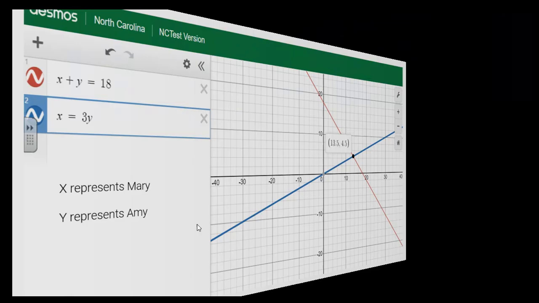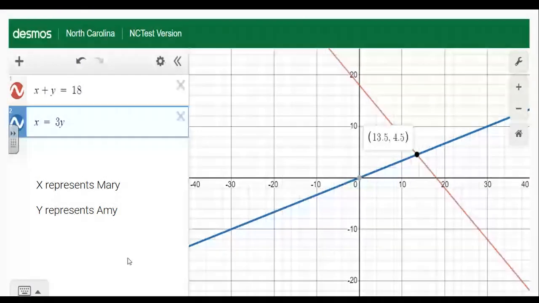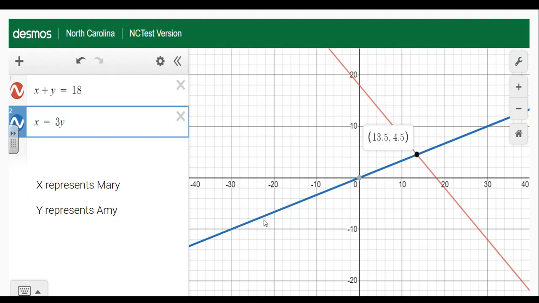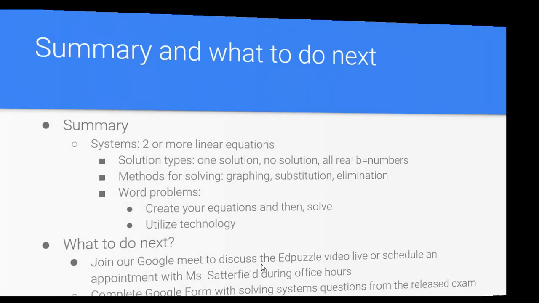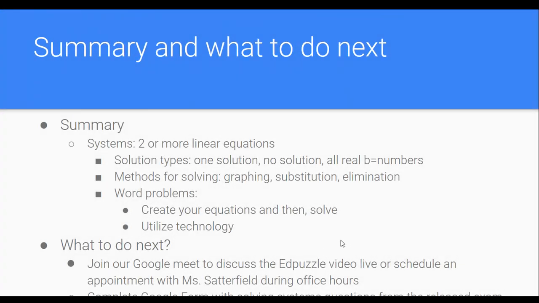So make sure you give that a try at some point if you're worried about it. Here's a screenshot of what we just took a look at. In this case, I would have X representing Mary and Y representing Amy. Highly recommend you get comfortable using that calculator with Desmos, because that is the one that's used on online math exams in North Carolina.